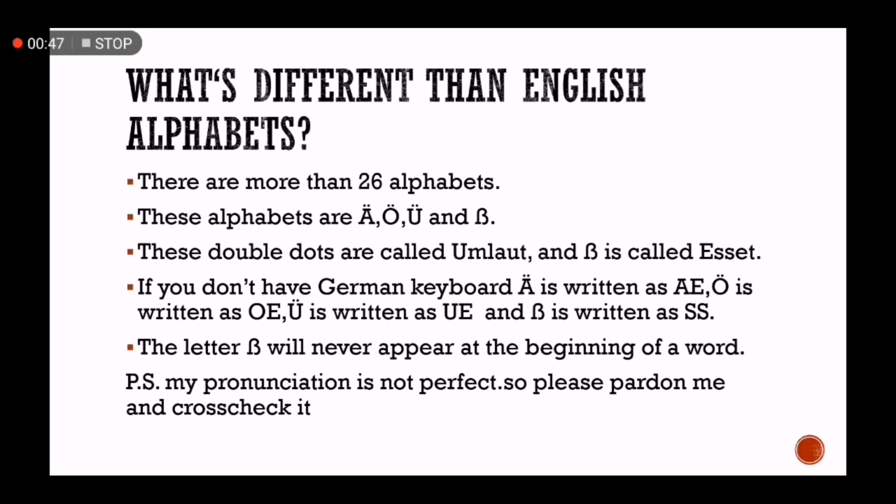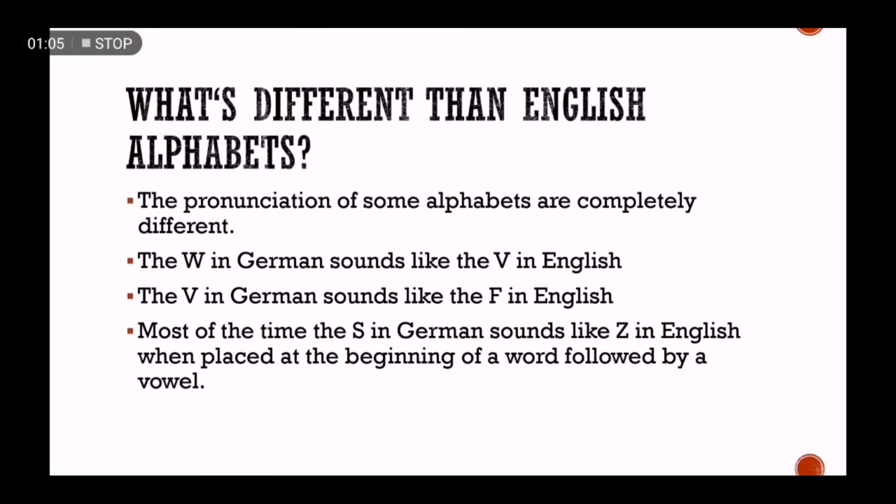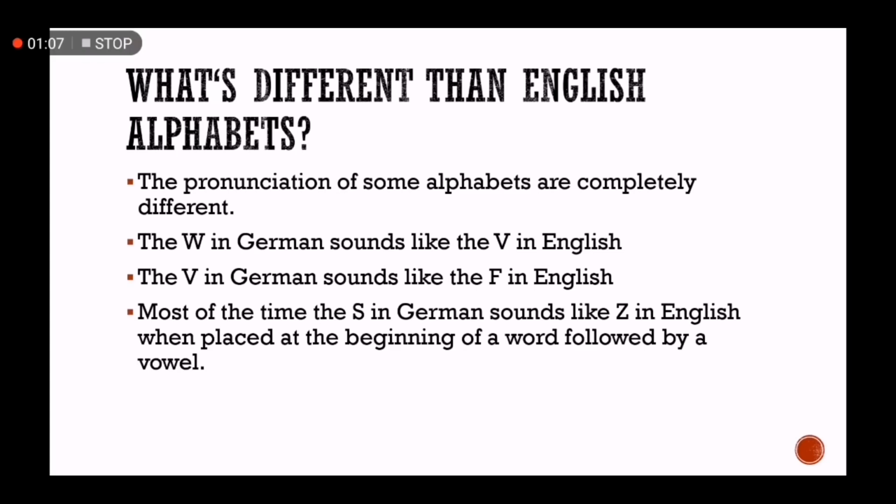And for pronunciation, A umlaut is called A, O umlaut is called U, and U umlaut is called U. Pronunciation is quite easy. Then pronunciation of some alphabets is completely different. For example, W of German sounds like V in English, V in German sounds like F in English, and most of the time S in German sounds like Z in English.